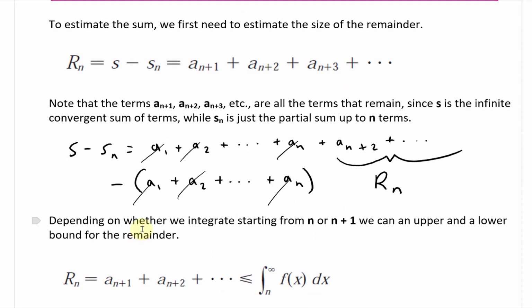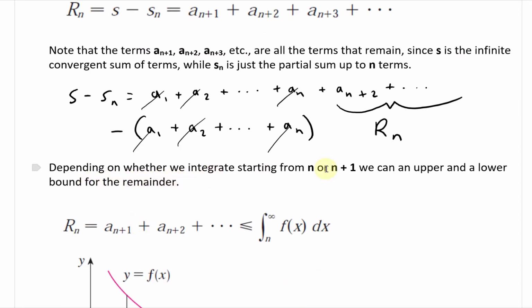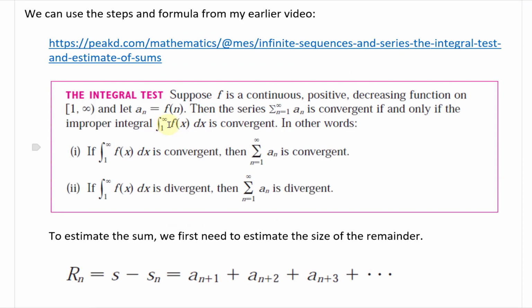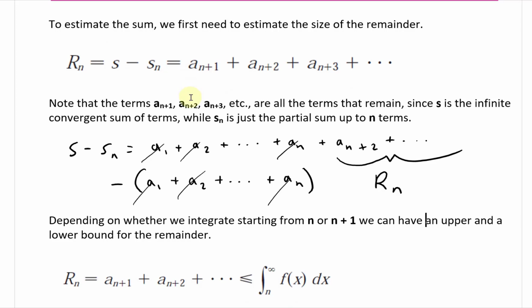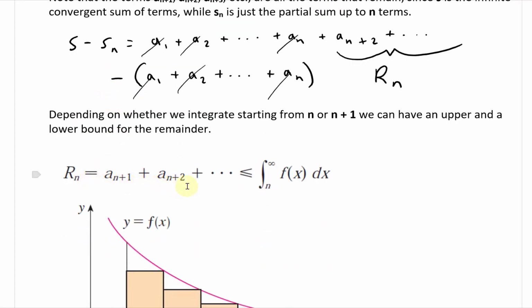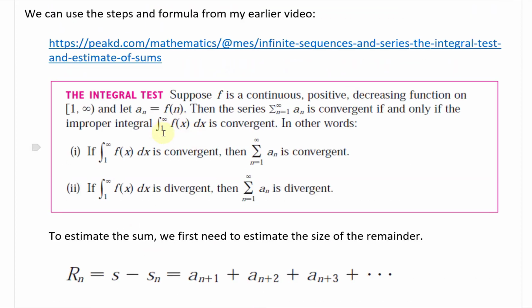All right, so continuing further. Depending on whether we integrate starting from n or n plus 1, we can have an upper and a lower bound for the remainder. We're going to be integrating this function, because remember, by the integral test you integrate f(x) dx from 1 to infinity. But in our case, we want to find the remainder. So let's say we calculate a partial sum, and then we get these terms a_(n+1), a_(n+2), etc. So we can take the integral starting from n as opposed to starting from 1.